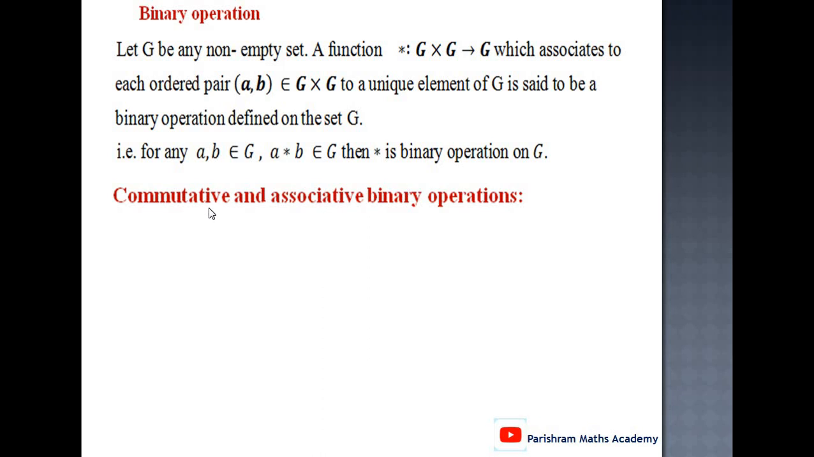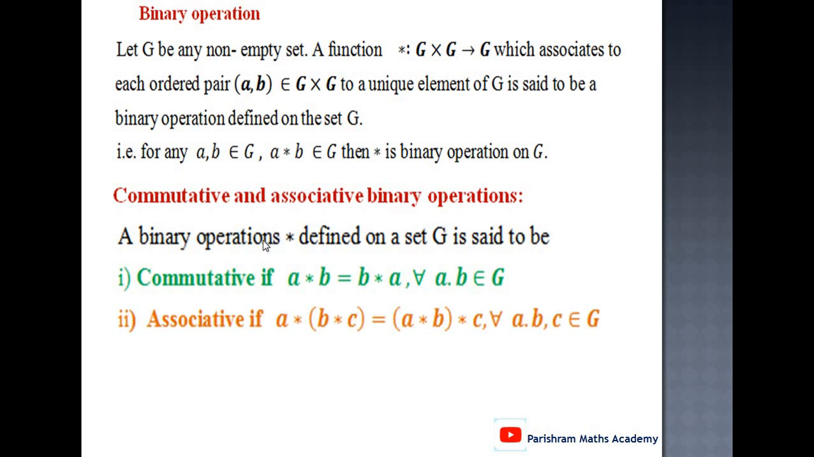Next, commutative and associative binary operation. First, commutative. A binary operation star defined on set capital G is said to be commutative if A star B equal to B star A for all A comma B belongs to G. If A and B are two elements of G and A star B equal to B star A, this property is called the commutative property. It means star is commutative.